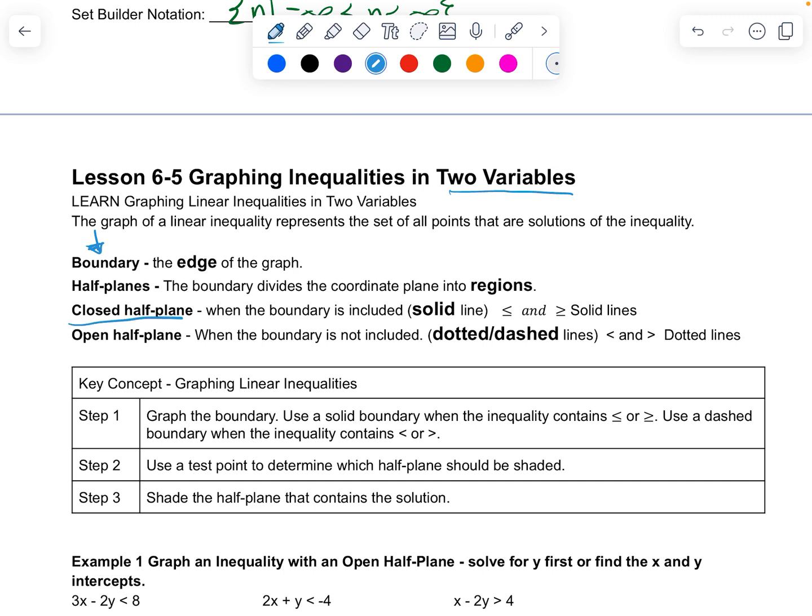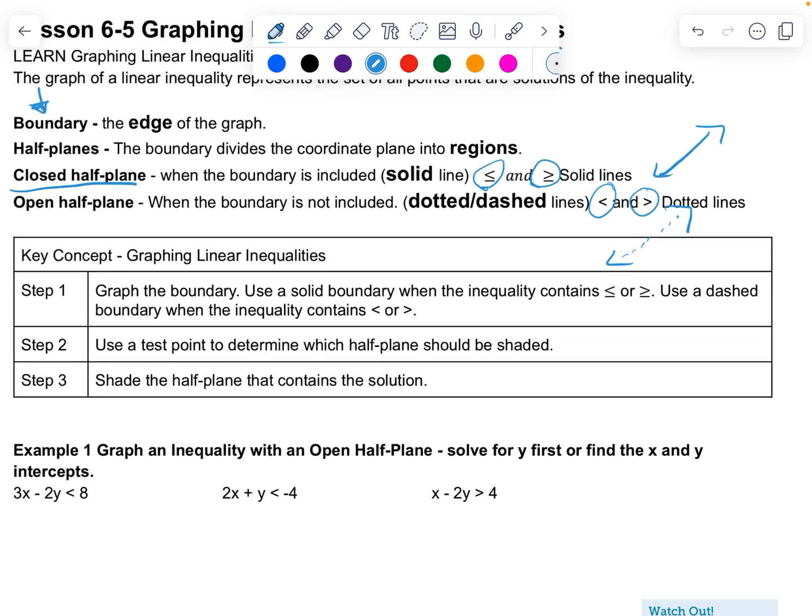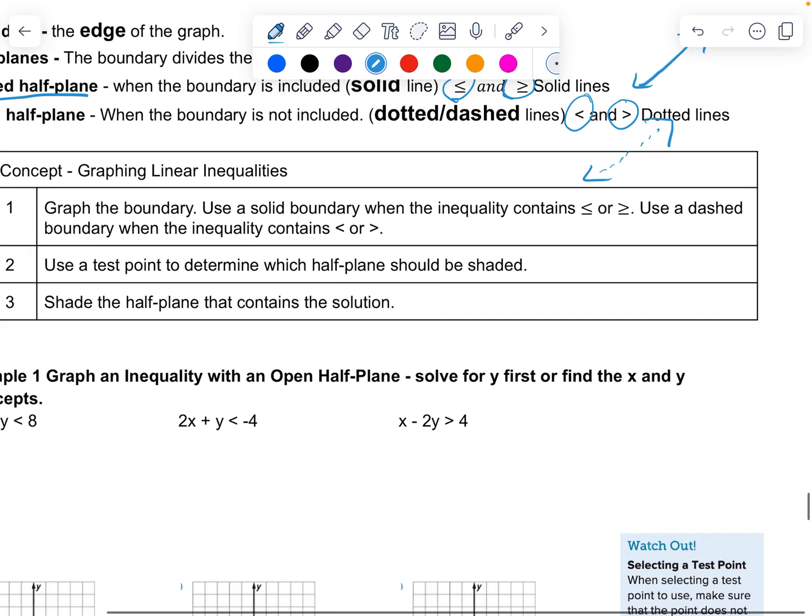A closed half plane means when you draw the line, you are going to have a solid line. An open half plane means that you're going to have a dotted line, because solid has the or equal to on it, whereas the open half plane is going to have greater than and less than. So first things first, we're going to graph the boundary.